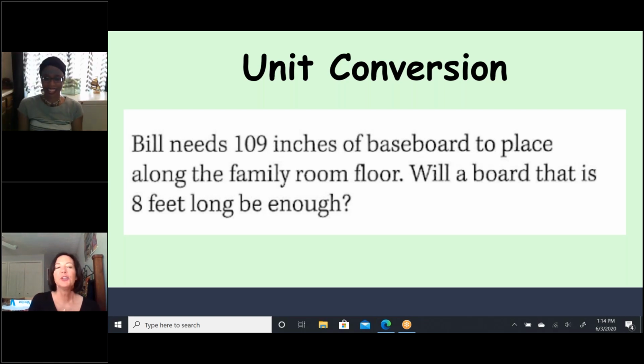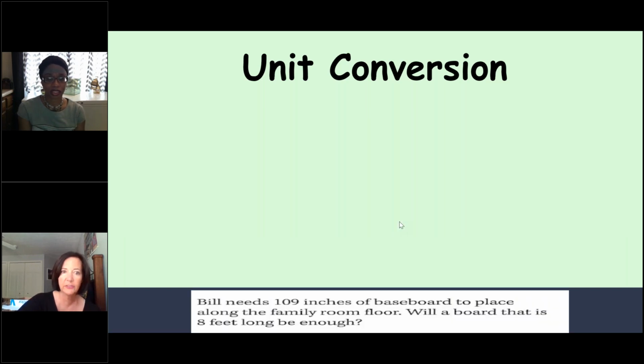You know what? That's awesome. And Lana, you had a different strategy than I had. So I'm glad you said that. So you took the 109, you knew 12 inches in 1 foot, so you divided that and you learned that you were going to need 9 feet. Okay. I solved it a little bit different way, but arrived at the same answer.